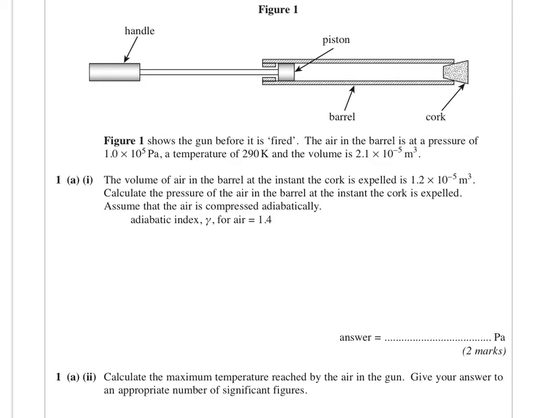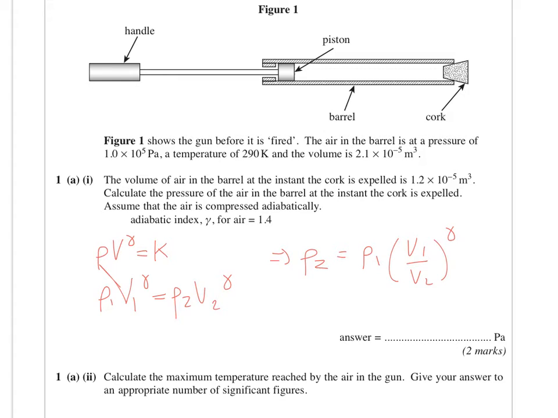So adiabatic means that PV to the gamma is a constant. So in this case, what we want to do is find P2. So we know that P1 V1 to the gamma is equal to P2 V2 to the gamma. So we can write that as P2 is equal to P1 times V1 over V2 to the power of gamma. So we can put values in.